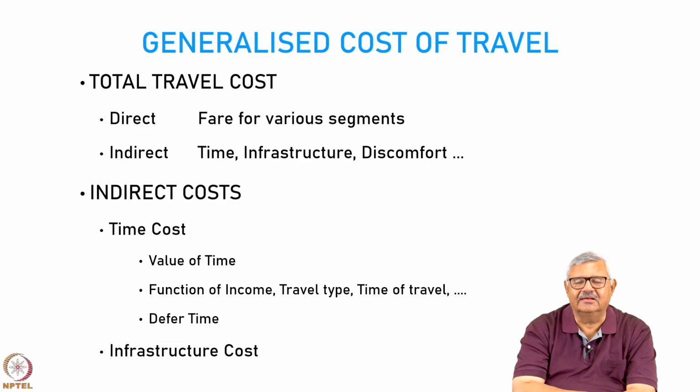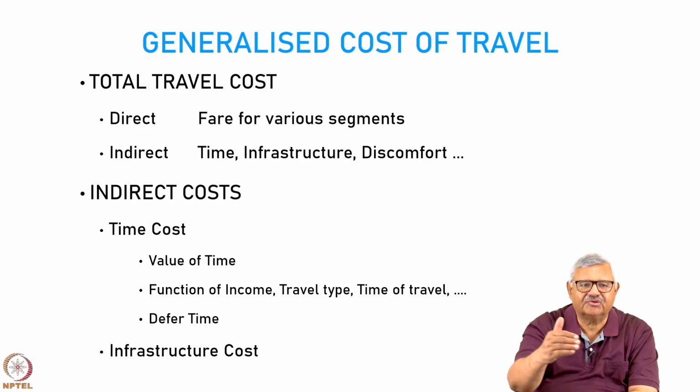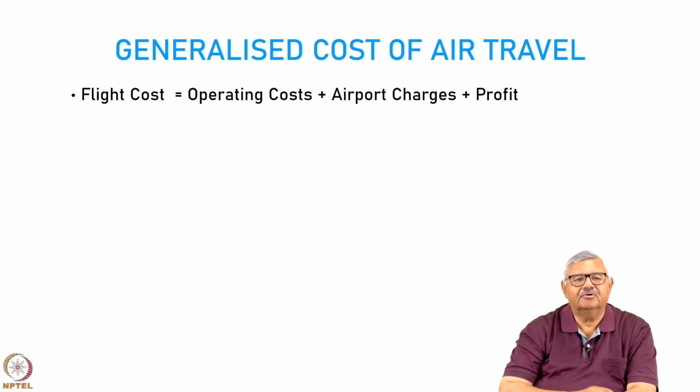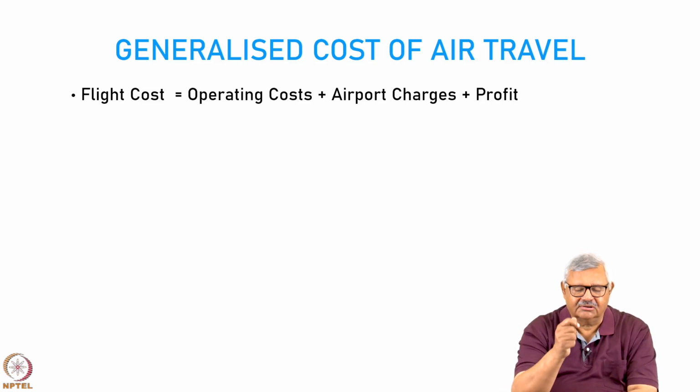Now, in this particular study, we have ignored the effect of the discomfort cost because there was no way of bringing it in. Also, when you access the airport or the railway station, you have to incur some taxi fare or some fare in transportation, which is called the access cost. That also we have ignored. But we have looked at the time cost and the infrastructure cost, and I will explain to you how we have done that. So now the generalized cost of air travel would be the flight cost or the cost of the ticket that you pay.